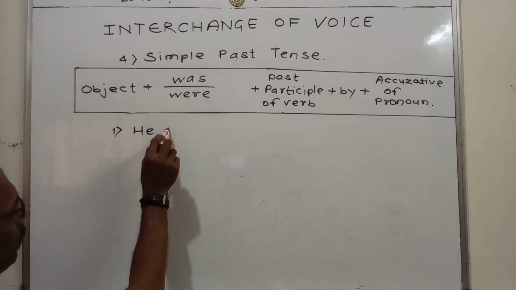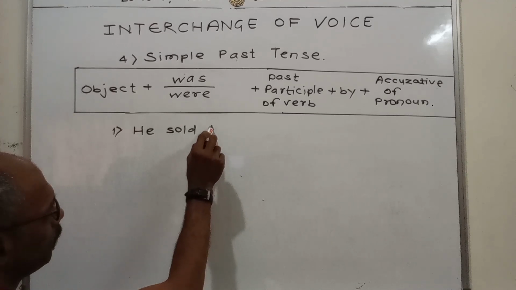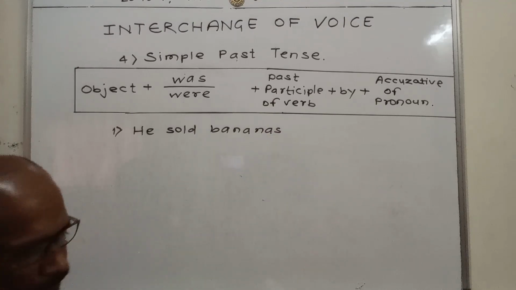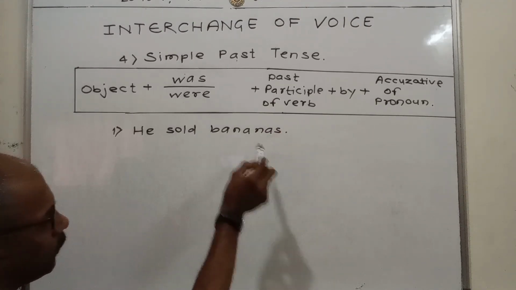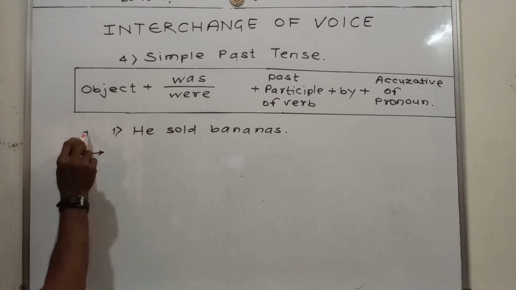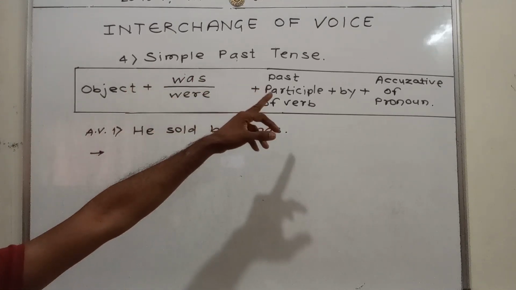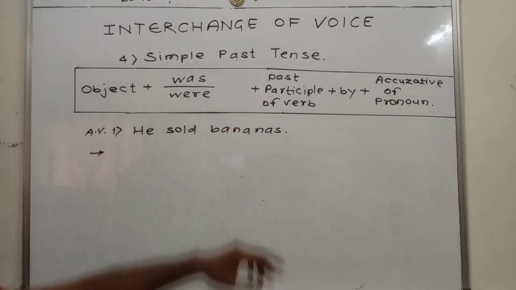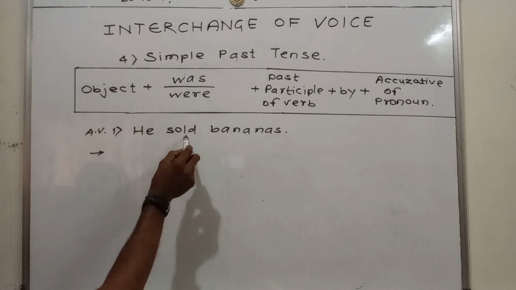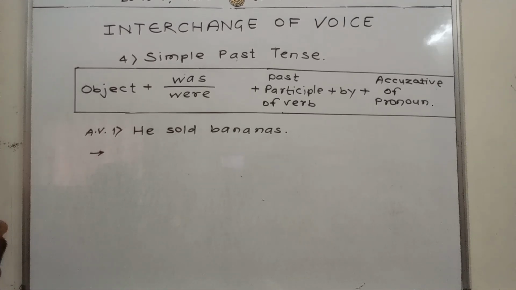He sold bananas. Okay, he sold bananas. Then here, this is active voice. Active voice in simple past tense. He, subject, then this is sold, verb, and bananas, object.